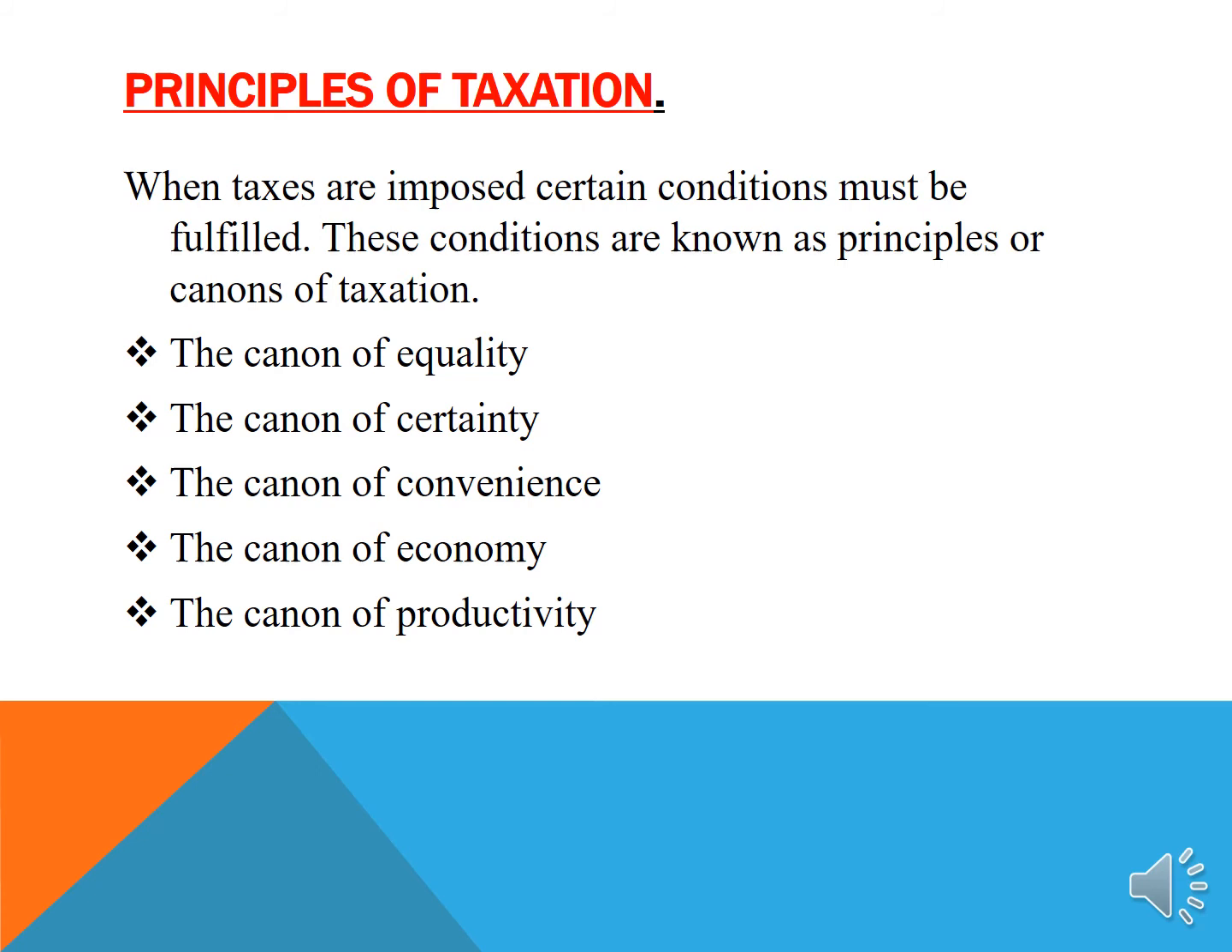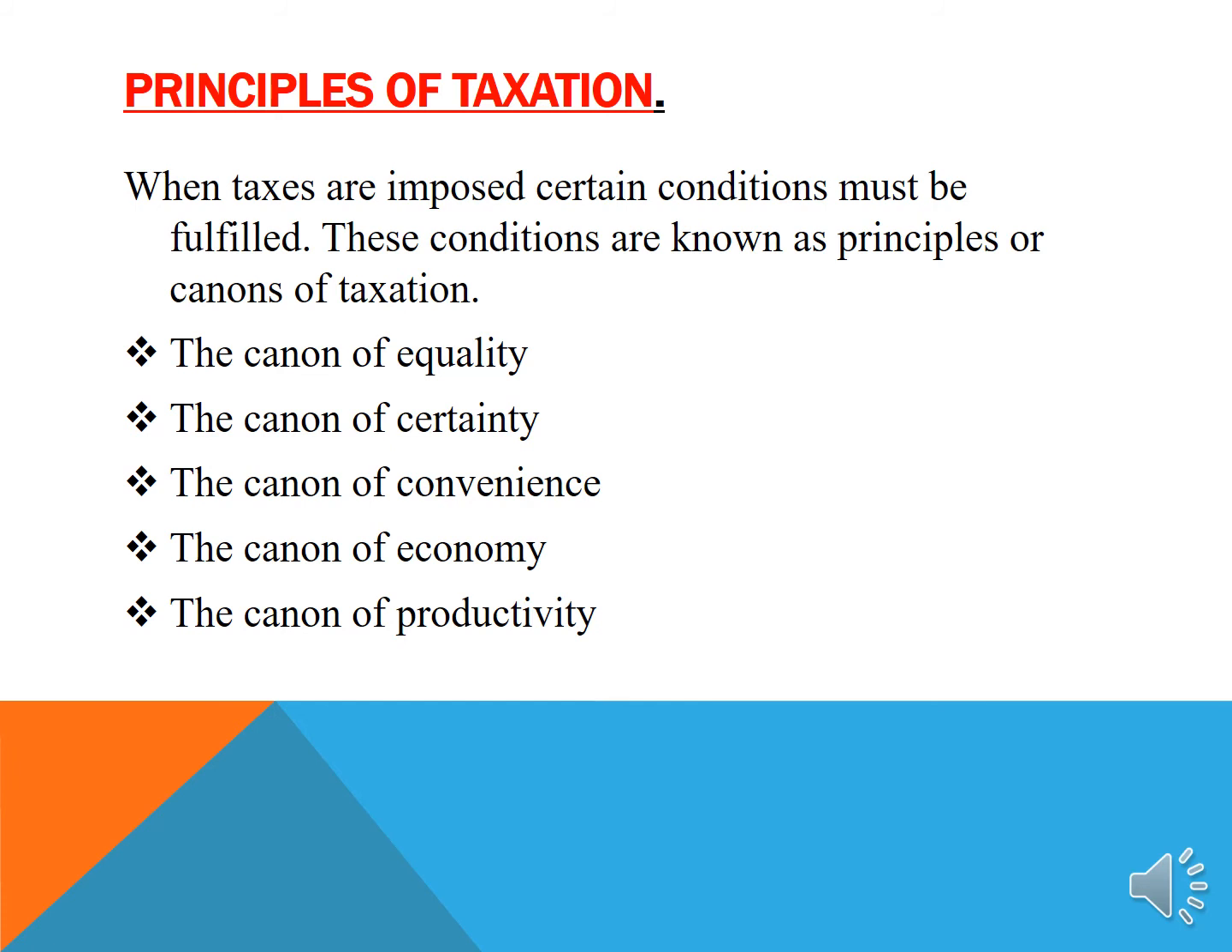Thus, this canon requires that there should be no element of arbitrariness in a tax. It should be clear to every taxpayer as to what, when, and where the tax is to be paid. Moving on, they are somewhat simple, and as a learner, you actually need to be very keen and have them at your fingertips.